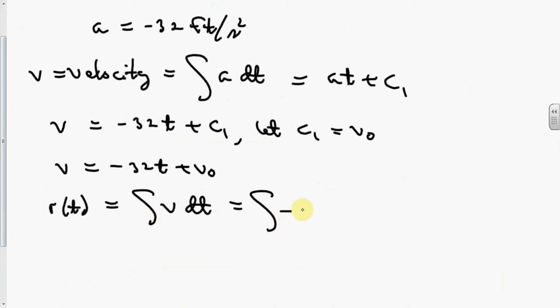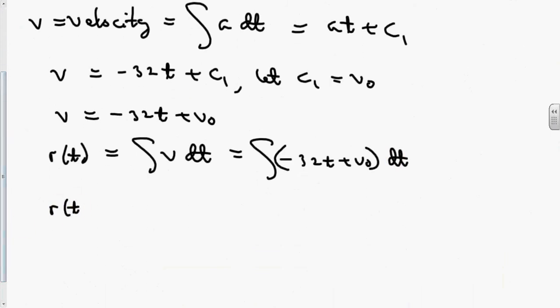So this is the integral of the negative 32t plus the initial velocity dt. So r of t is equal to negative 16t squared plus the initial velocity times t plus some, let's call this c sub 2. But c sub 2 is a distance. Look, again, velocity times time is a distance, right? See that? Rate times time gives us distance, right?